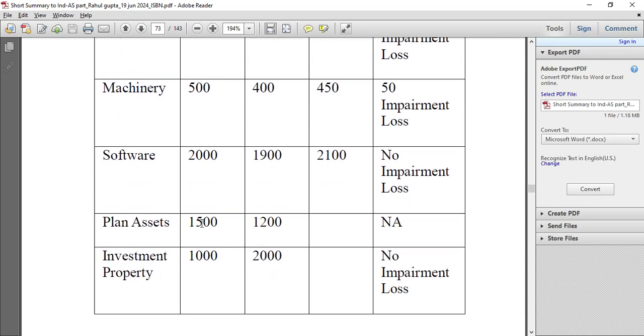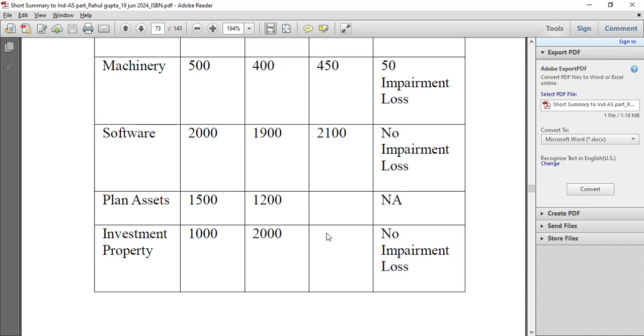Plan assets, 1500, carrying value, fair value less cost to sell is 1200, value in use is 0. There's no impairment loss as it does not apply to plan assets. Impairment loss does not apply to plan assets. Investment property, 1000, fair value less cost to sell is 2000, and value in use is 0. There is no impairment loss as investment property is valued at cost.